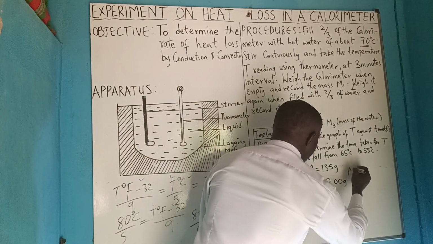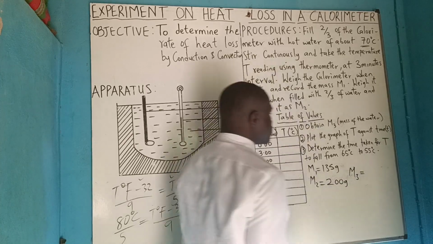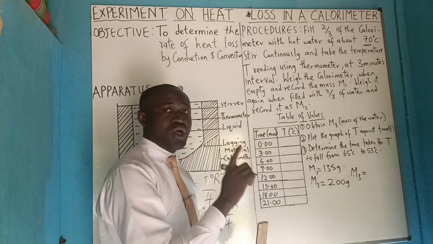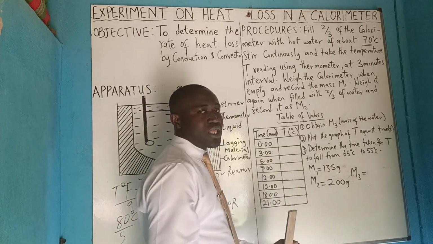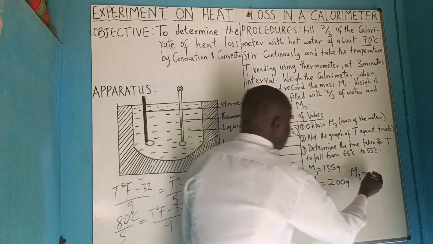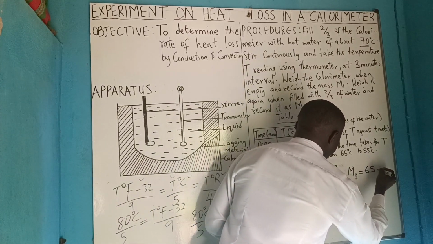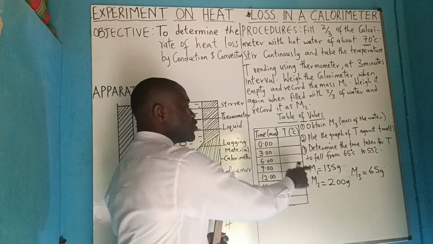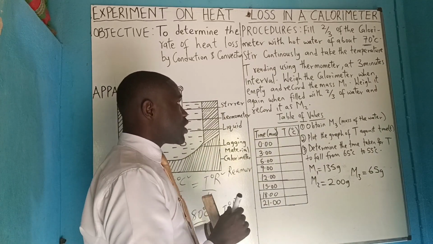That means M3 will be equal to the mass when the calorimeter has water minus the mass when it does not have water. That will give you the mass of water. 200 grams minus 135, 65 grams. So you use your weighing balance to get these masses we talk about.